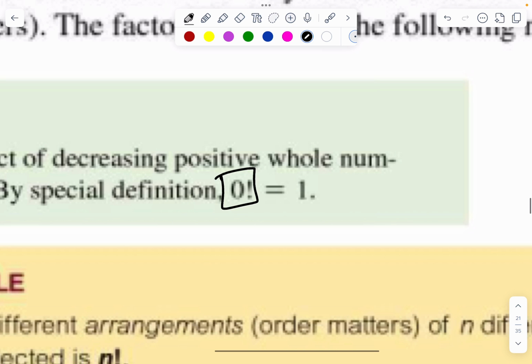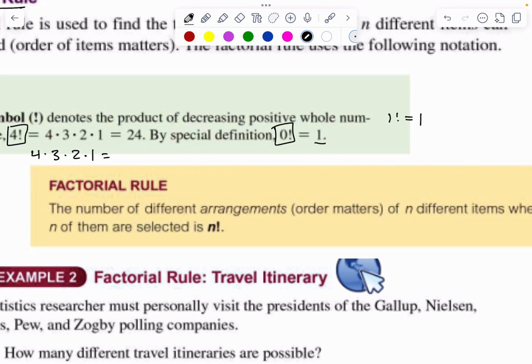Now, special cases. 0 factorial is actually 1. 1 factorial is also 1, right? So 0 factorial and 1 factorial are both 1. That's kind of a little weird thing that happens, okay? So factorial, they put that little exclamation point behind it.